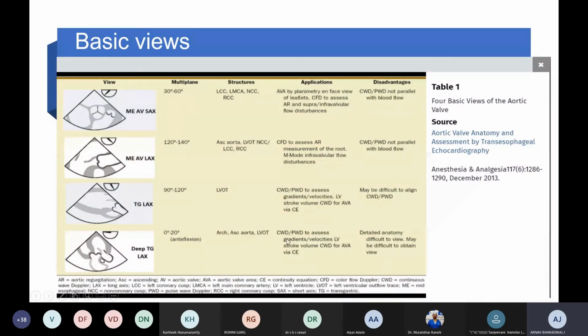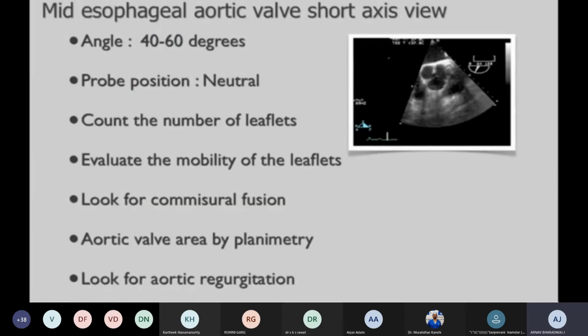Here we use continuous wave Doppler, pulse wave Doppler, and also color flow Doppler to assess the aortic regurgitation as well as all the measurements. So limitations again, it may not be easy to get this view. These are the four basic views where we are going to assess the aortic valve.